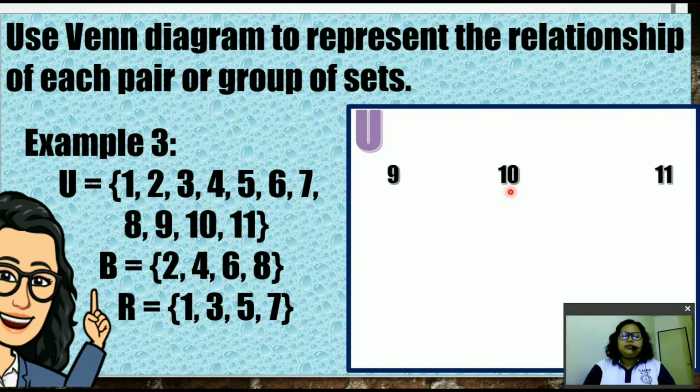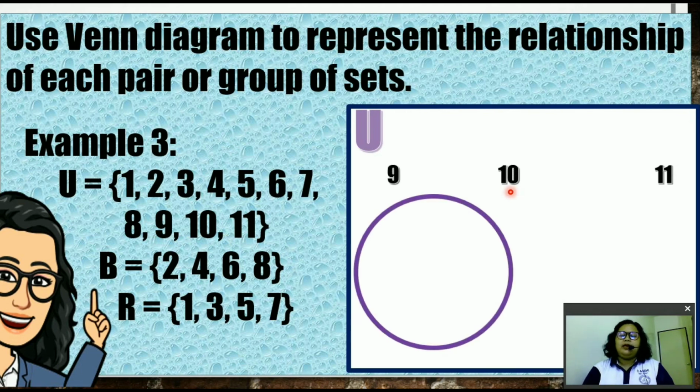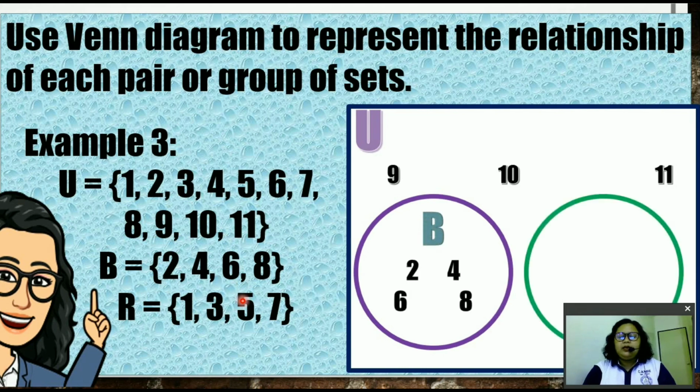Next, you're going to draw a circle for set B and set R. So, will it be set R inside set B or not? Okay, not. If you notice, there are no common elements for set B and set R. So, this will be our set B. Then you write there the elements 2, 4, 6, and 8. And set R will be on the side only. We'll have there set R, so we have 1, 3, 5, and 7 as the elements.